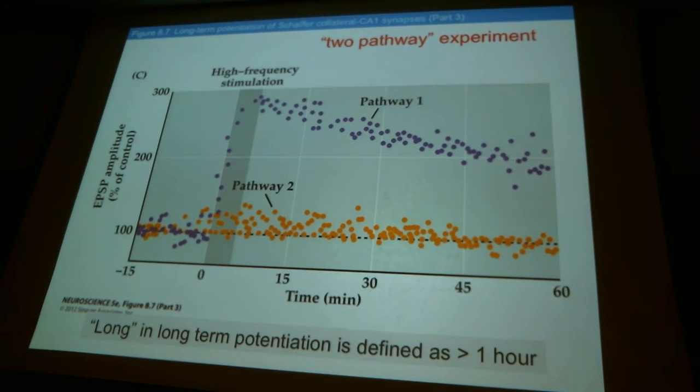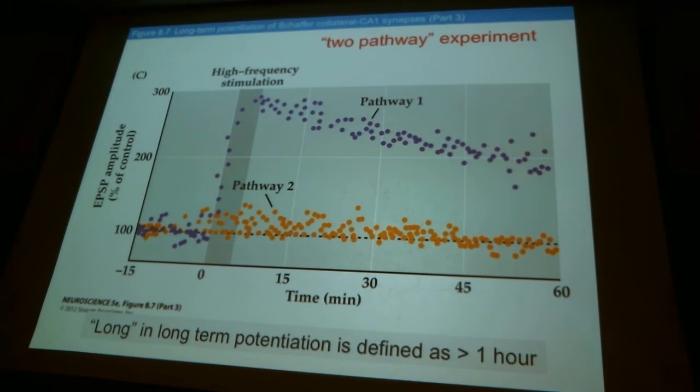Now, this modification, by definition, goes on for a fairly long period of time. So here we're plotting the EPSP amplitude. Prior to the tetanus, which is at time 0, we have some baseline level. These are the EPSPs that you record prior to the tetanus. After applying the tetanus to pathway 1, the EPSP response in pathway 1 increases and remains high, and pathway 2 stays the same.